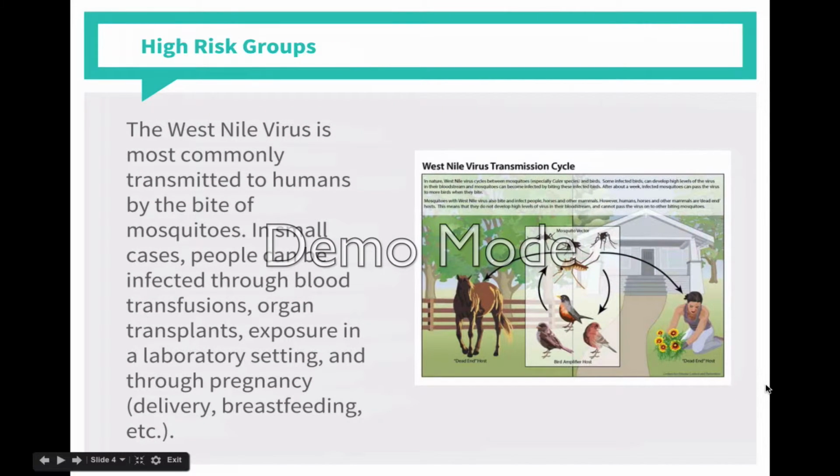The West Nile virus is most commonly transmitted to humans by the bite of mosquitoes. In small cases, people can be infected through blood transfusions, organ transplants, exposure in a laboratory setting, and through pregnancy, delivery, breastfeeding, etc.